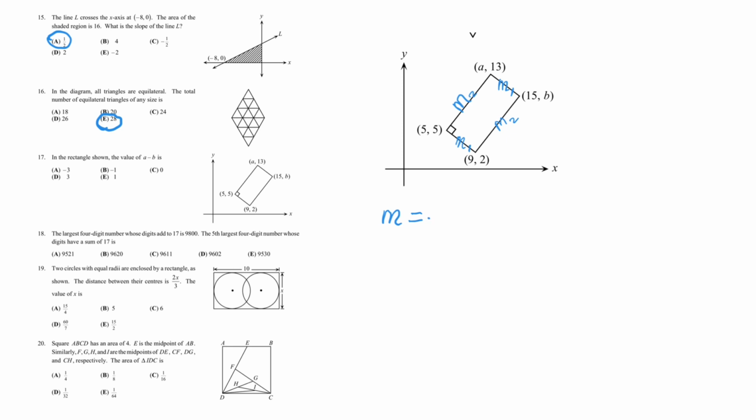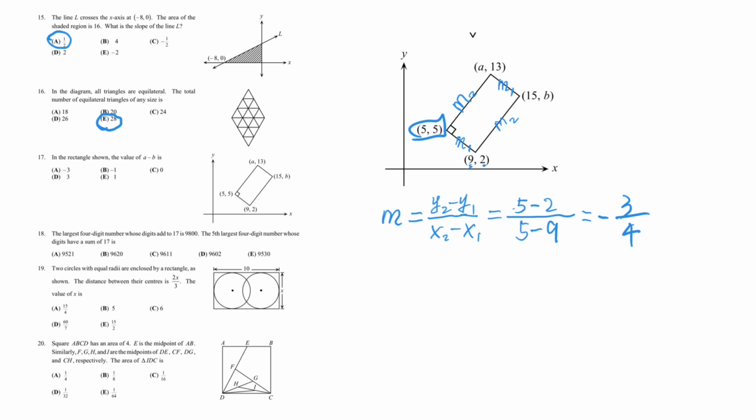So we know M is the slope. M equals y2 minus y1 over x2 minus x1. So in this problem, for y2 I use 5. So 5 minus 2, over 5 minus 9, that's negative 3 over 4.